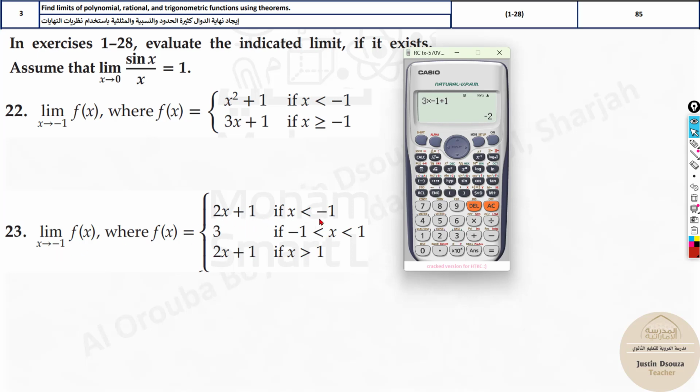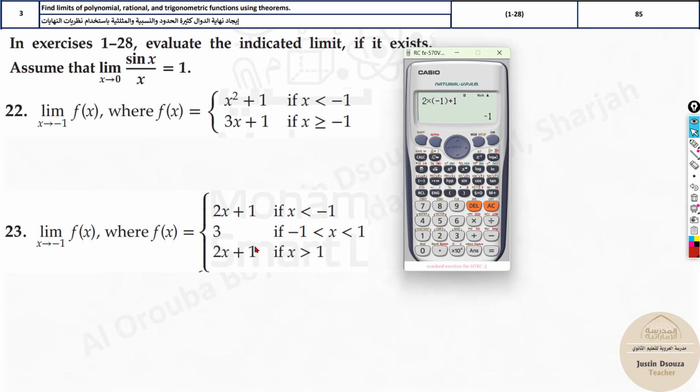Now let's think of the next problem. It's at -1. Again, it's simple, straightforward. When it is less than -1, all you do is 2 into -1 plus 1. It's a good habit to put the brackets, but I know it's going to work over there because it's everything, right? But anyways, it's a good habit to put the brackets. From x over here, -1 is the answer.